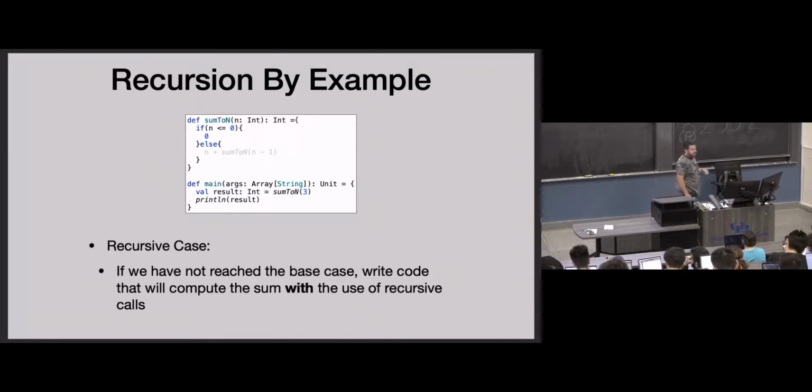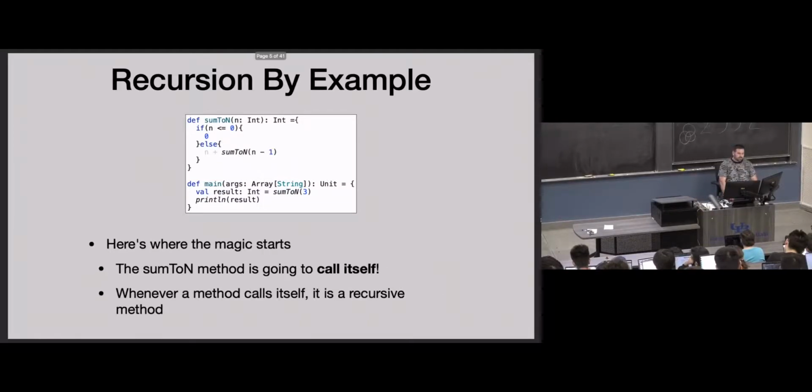Now the recursive case is where we're going to make our recursive call, which is where the magic happens here. So we have sum to n, the method that we're writing. The method we're currently writing, we haven't even finished writing this method yet. And we're going to call that method. Sum to n is going to call itself.